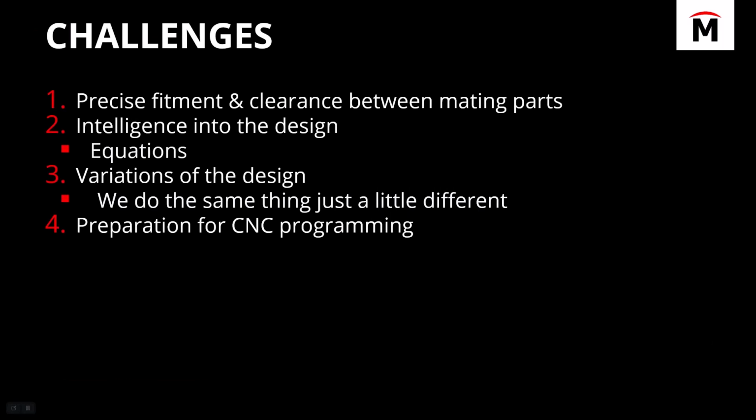One challenge that I've always come across is having my components precisely fit up and also maintain very tight clearances between my mating parts, specifically if I'm welding or maybe using some sort of mechanical fastener. On top of that, inherently, sheet metal parts tend to have a lot of symmetry, and they tend to have some intelligence that usually goes into the design. I like to think of this as creating things proportionally, where we might want to drive an equation.